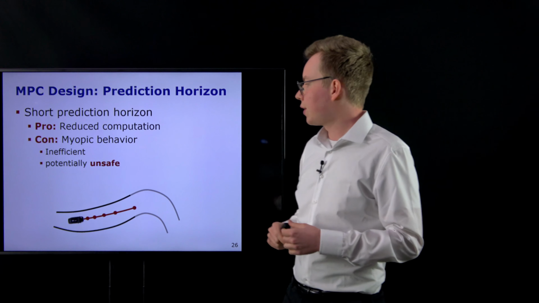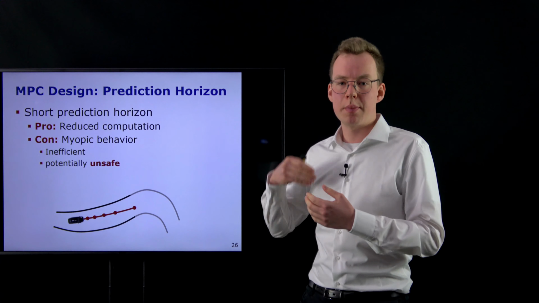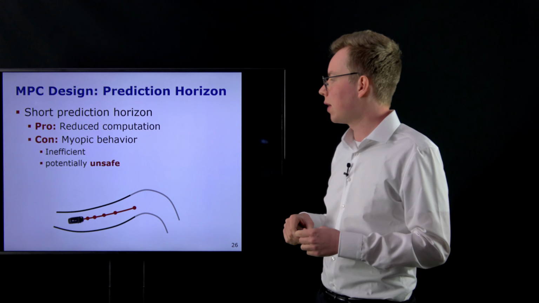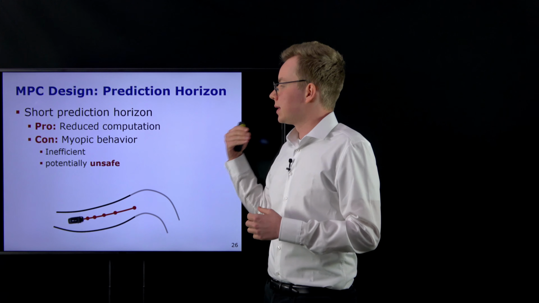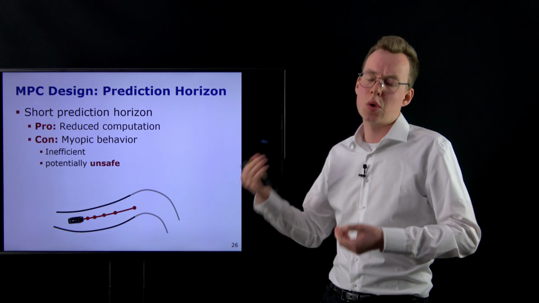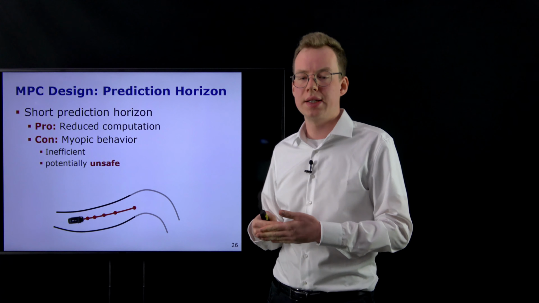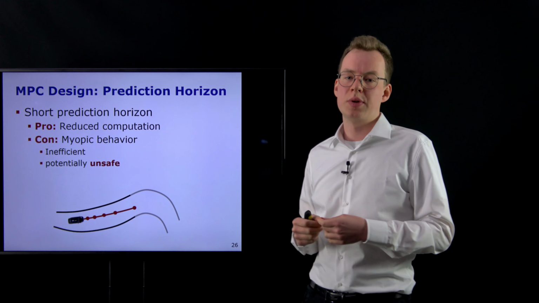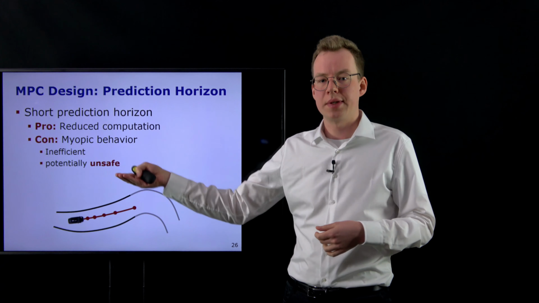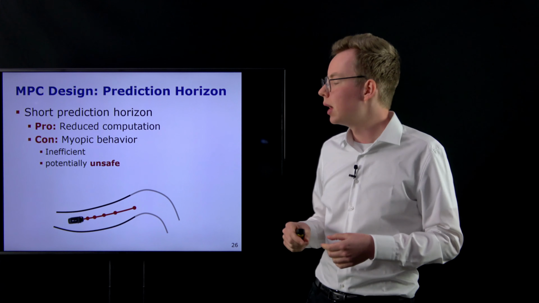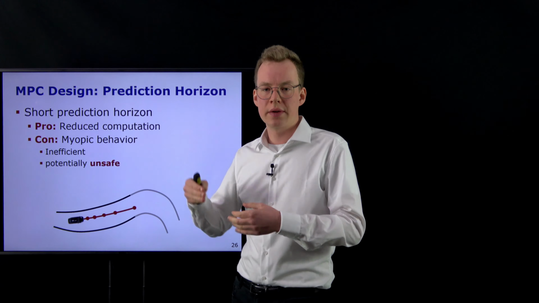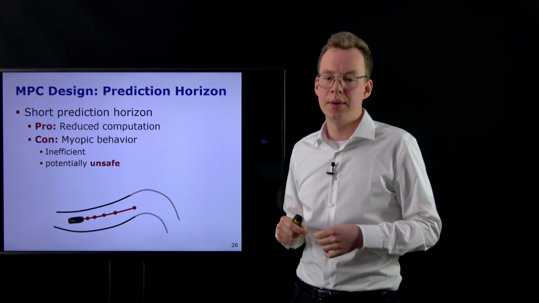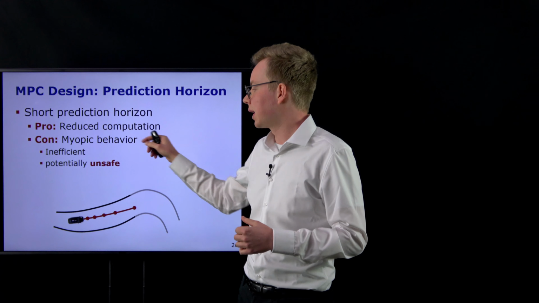And then the third kind of parameter is the prediction horizon, so the number of time steps that we consider in our optimization at every round. And so there again we have a trade-off. We ideally want to have a short prediction horizon, so that we have a very simple optimization problem with only a small number of time steps that we have to consider. But if we only consider a few time steps into the future, then we get very myopic, so very short-sighted behavior. And this kind of myopic behavior can either be inefficient.